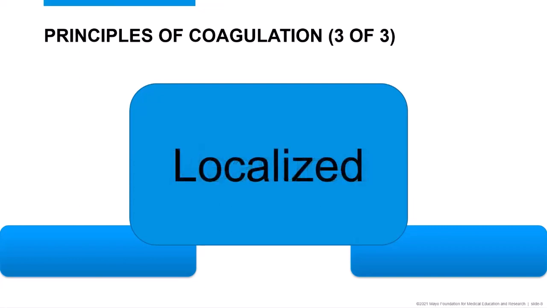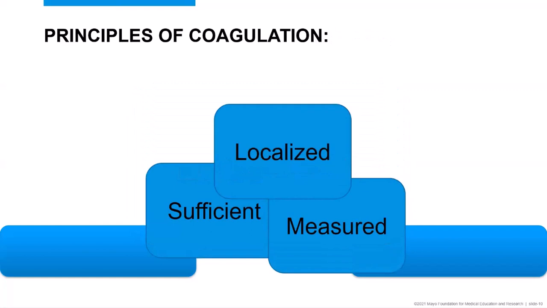And then the third is that it's localized, right? So in other words, if I get a stab wound, I certainly want hemostasis where I've been stabbed. To have my hemostatic system working in some other place in my body as a result of being stabbed isn't doing me any favors. And so those are the three I like to point out as the principles of coagulation. And I think that we want to keep this in mind.